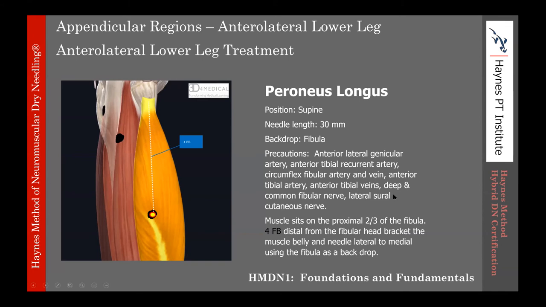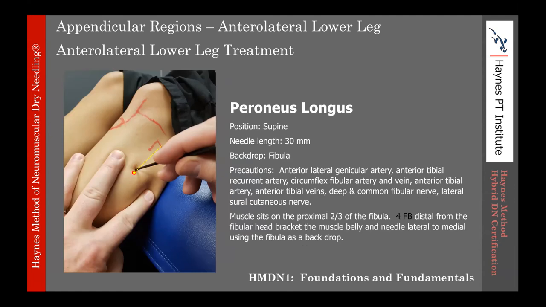Okay, now to the other peroneal muscles, the peroneus longus. It sits in the proximal two-thirds of the fibula, and we will be four finger breadths distal from the fibular head. We're going to bracket the muscle belly, and we'll needle lateral to medial using the fibula as a backdrop.